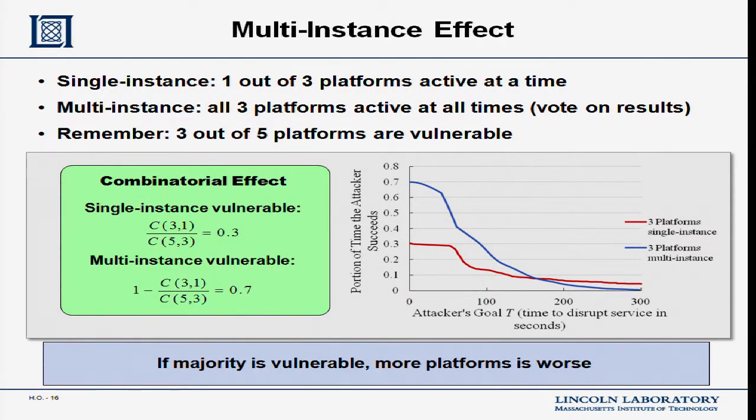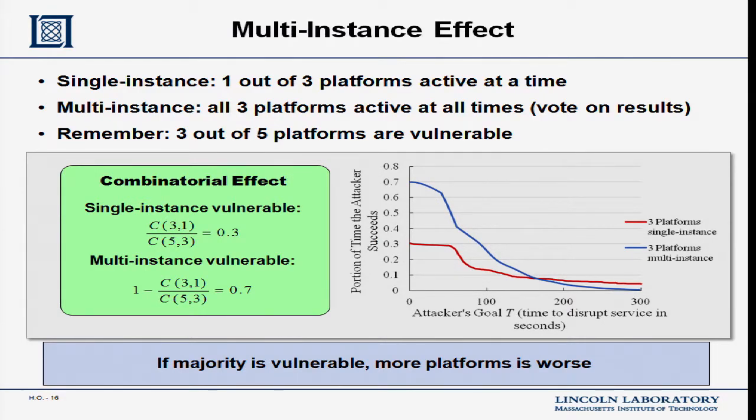The other effect that we observed was using multi-instance. So we reran the experiments, in this case, using 3 platforms, and we plotted the results while we have a single instance system where just 1 platform is active at a time, 1 out of 3. And also a multi-instance case where all 3 platforms are active and we are voting on the results. And here are the curves. As you can see, this is again very counterintuitive. Multiple platforms is worse in this case, at this part of the chart.